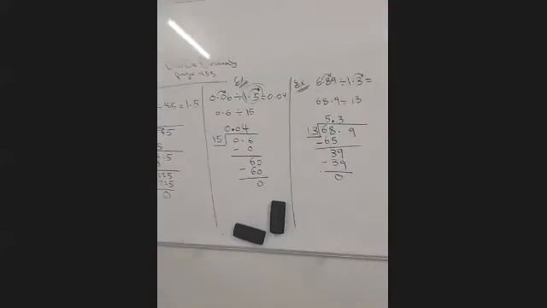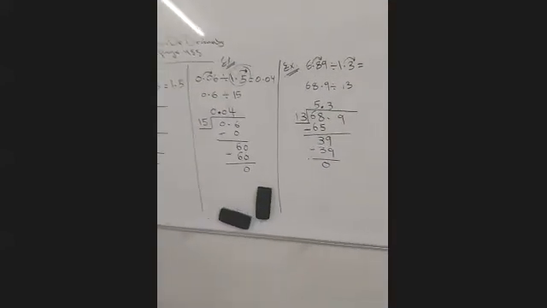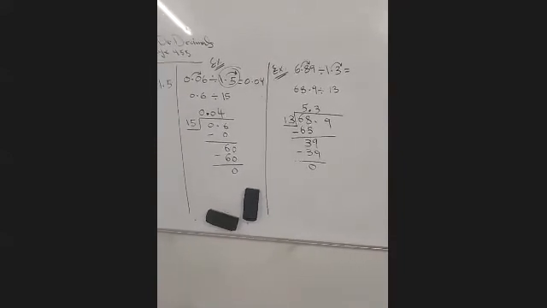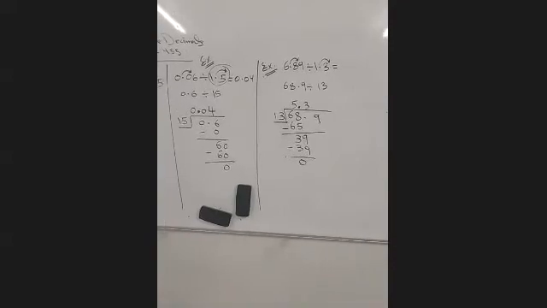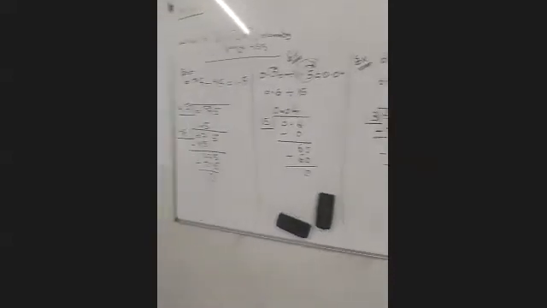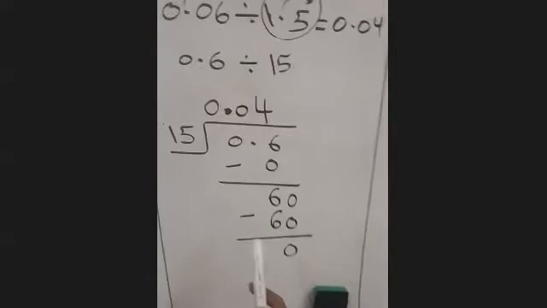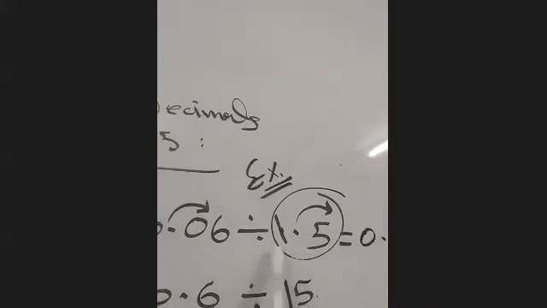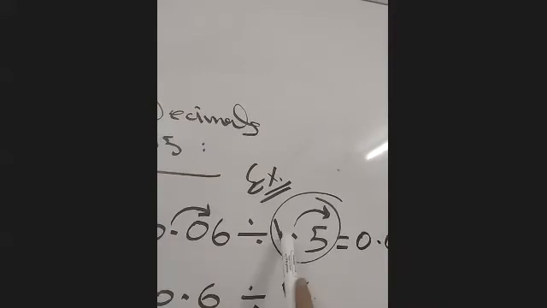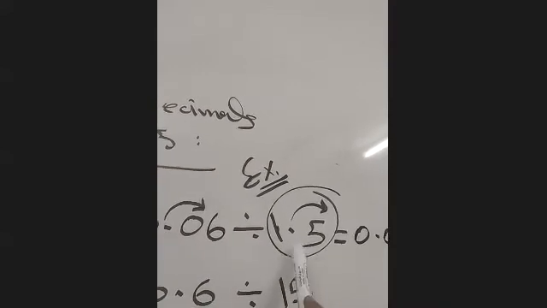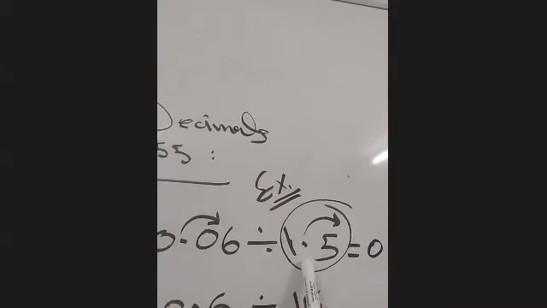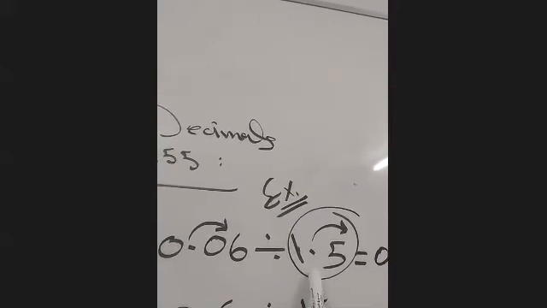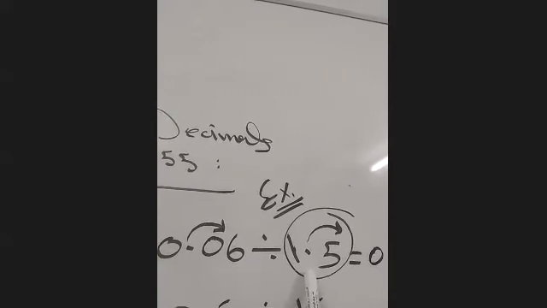I don't understand if the divisor or the dividend is 0. Where? In the question, 0.6, 0.0. This one? Yeah, this one. Look at the board here. This is the question. The divisor has a decimal. Can we divide if the divisor has a decimal? No. So I need to get rid of the decimal.